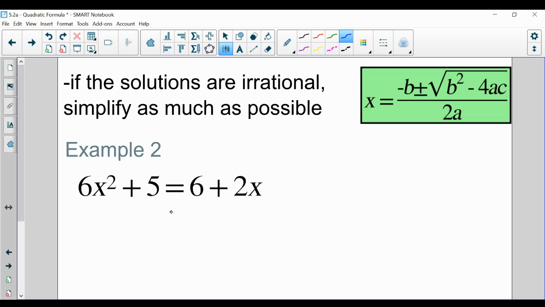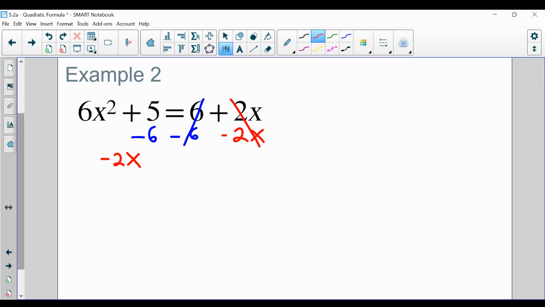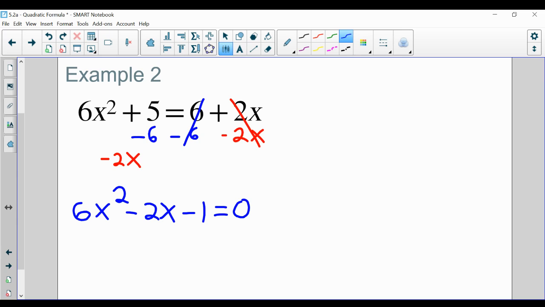So I'm going to bring it all over to the left. I'm going to subtract 6 from both sides, so those cancel out. Then I'm going to subtract the 2x. I don't have any like terms on the left, so that's just going to be a negative 2x on the left. So when we rewrite this, we're going to have 6x squared minus 2x, and then 5 minus 6 is negative 1, and this is equal to 0.